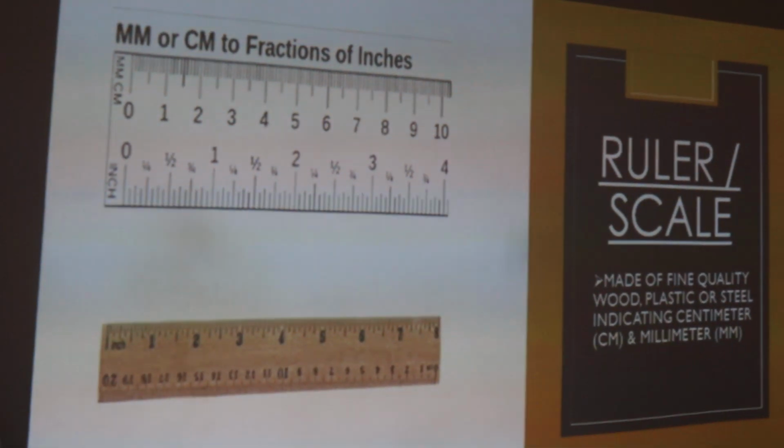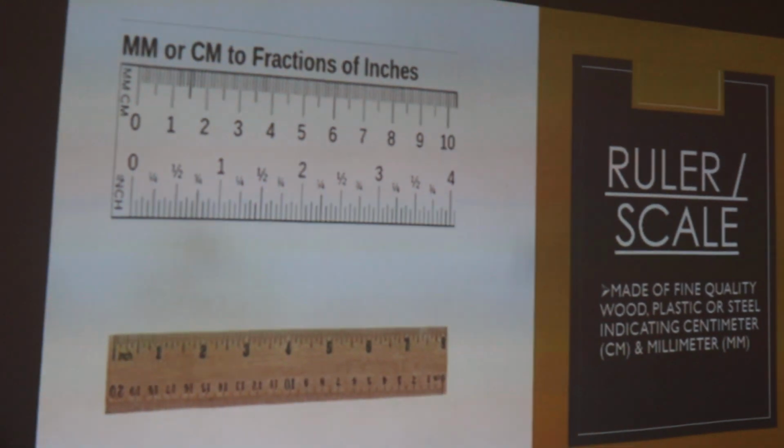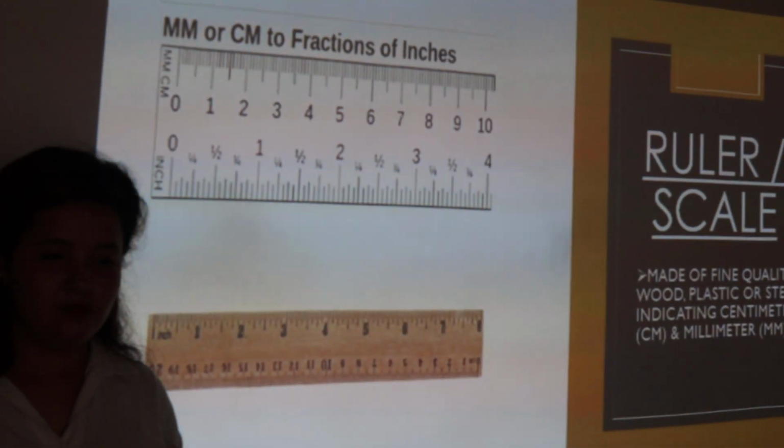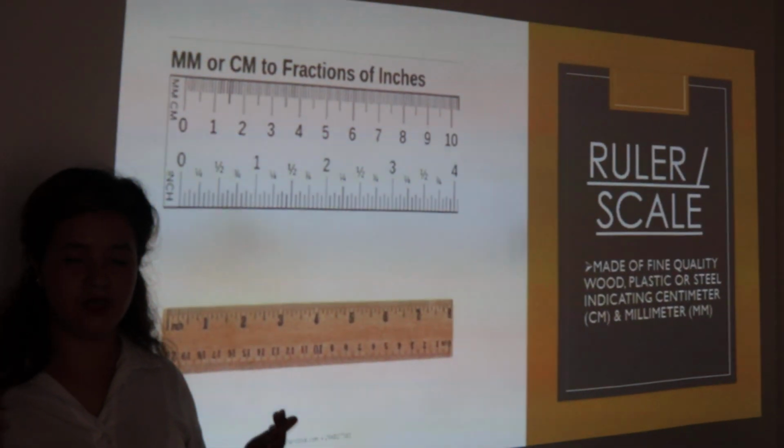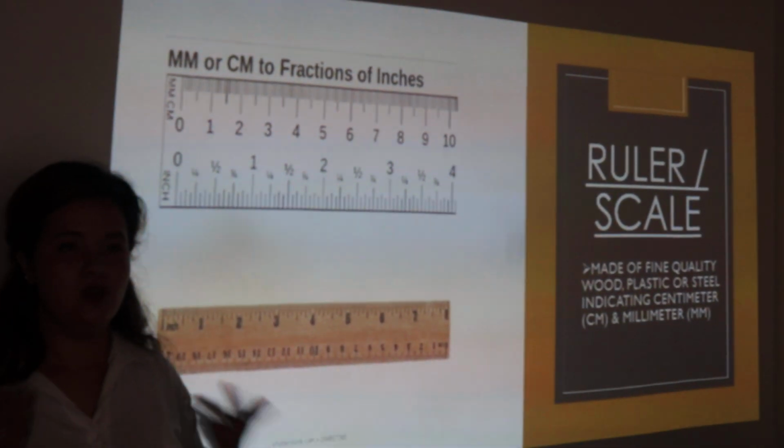After the pencil we need a ruler. Ruler is very important, because while drawing we should not draw freehand or anything like that. You should always make sure that you draw a straight line while you are drawing.